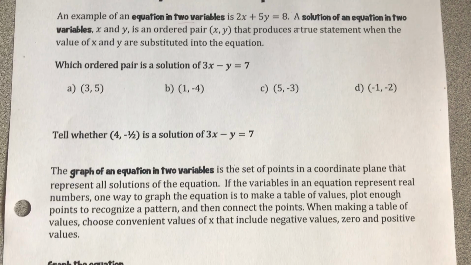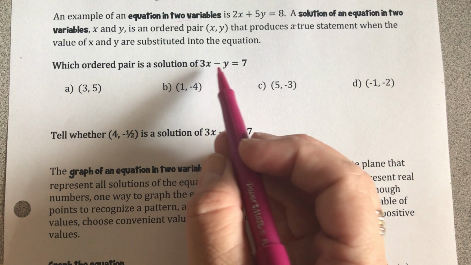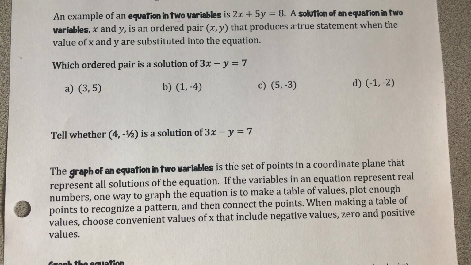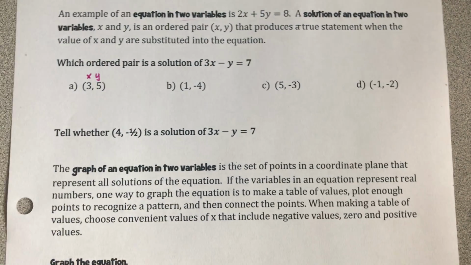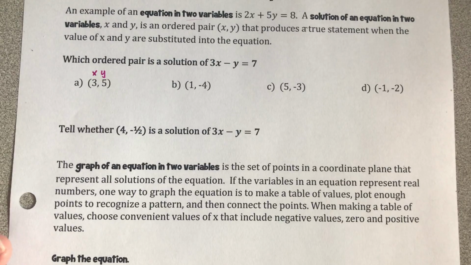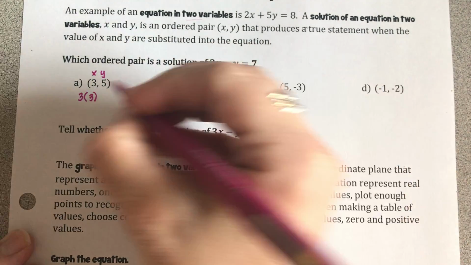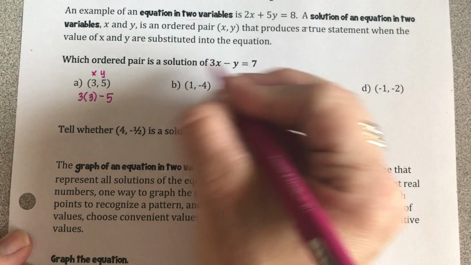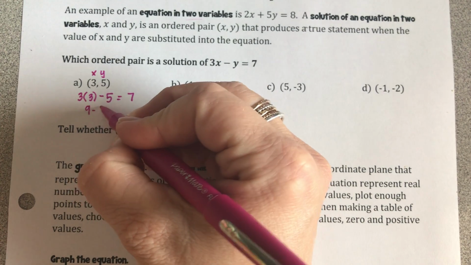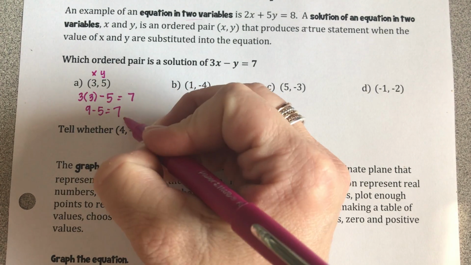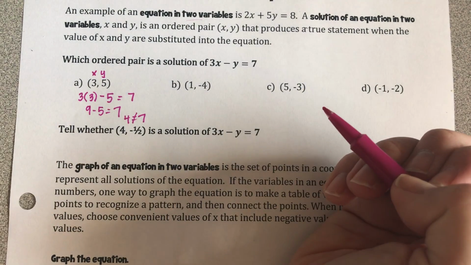So for example, it says down here, which ordered pair is the solution of 3x minus y equals 7? So we're going to plug in, remember this is x and this is y. We're going to plug those in and see if it makes it true. So 3 times 3 minus 5, because that's y, equals 7. 3 times 3 is 9. 9 minus 5 is 4. Does 4 equal 7? No. So this is not a solution.